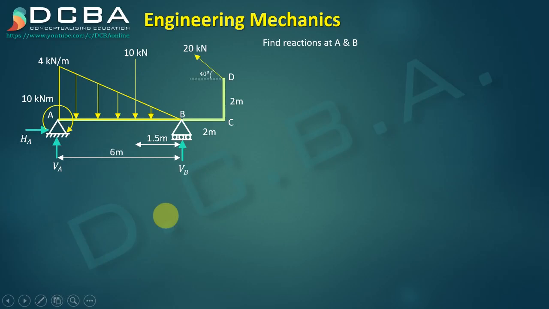So again we'll be starting with this numerical. Here we have to find the reactions as we had seen in the previous numerical. So again A is hinge and B is roller. This time I have a UVL, that is a uniformly varying load from A to B, and I have this moment as well, a concentrated moment at point A.